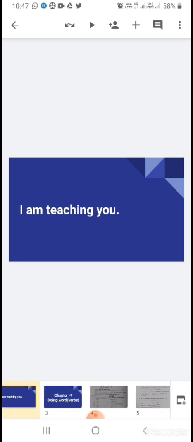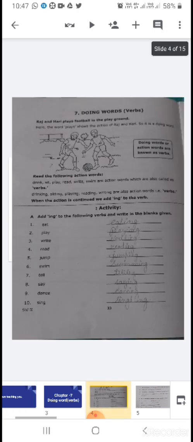Okay. So open your page number 30 in your grammar books. Let's begin with our chapter number 7, Doing Words. Open your page number 30 in your books. Begin with chapter number 7, Doing Words, or in brackets, verbs.